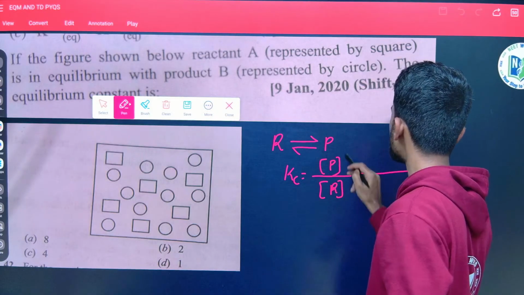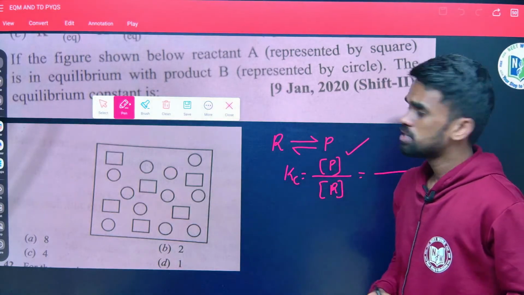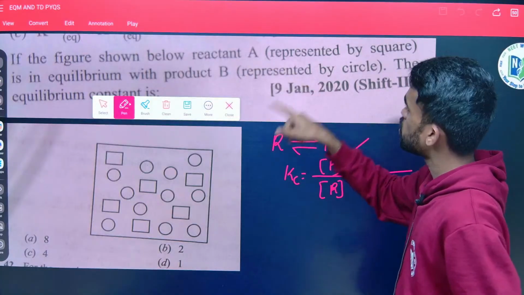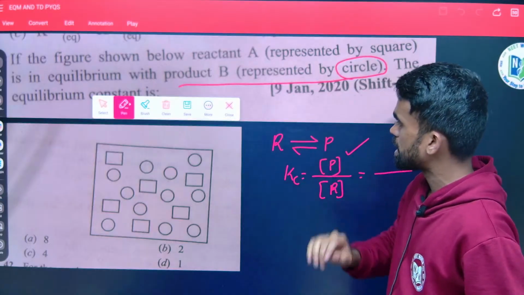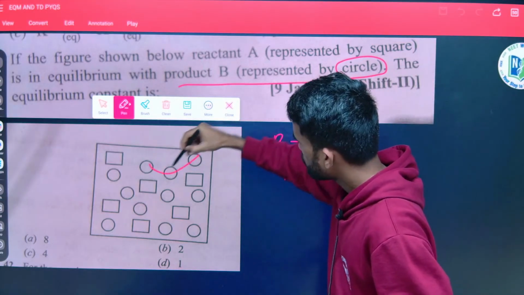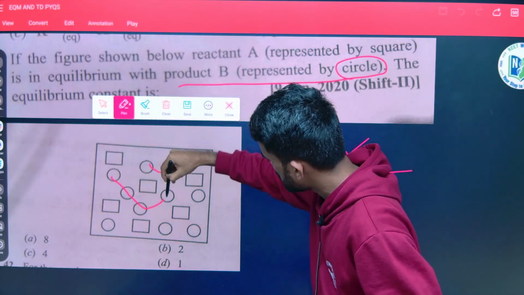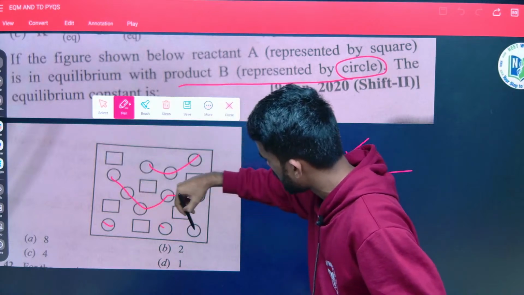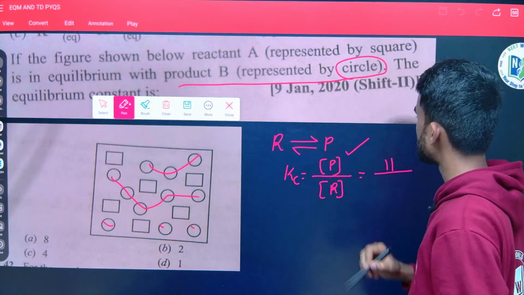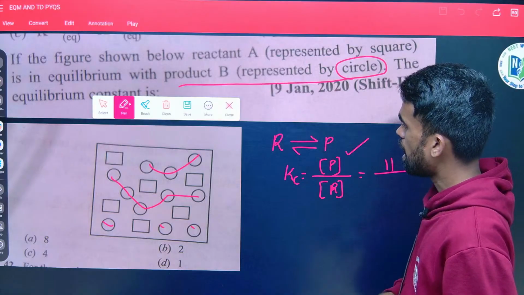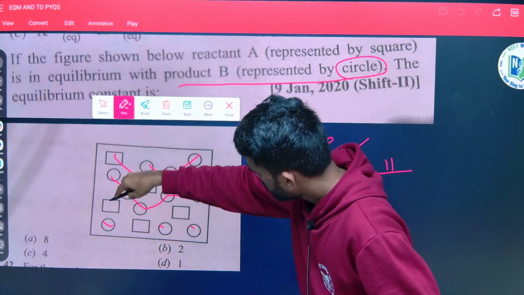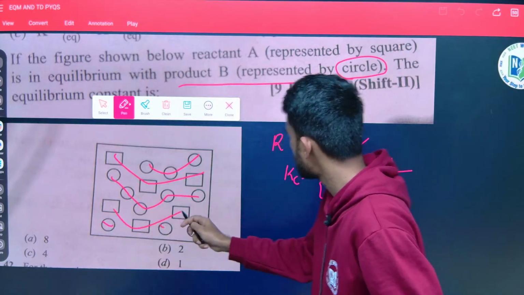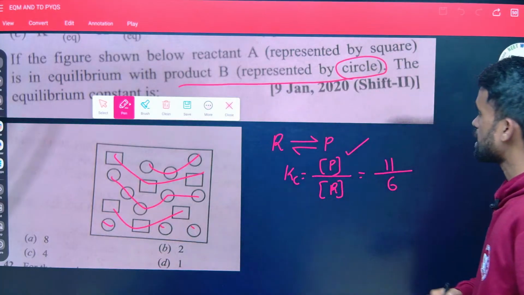So what is the concentration of product here? The concentration of products is represented by circles. Just count the number of circles: 1 2 3 4 5 6 7 8 9 10 11. So we have 11 circles, so products are 11, and reactants are 1 2 3 4 5 6. So reactants are 6.